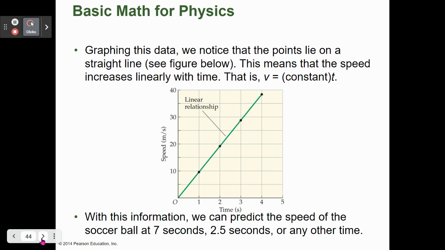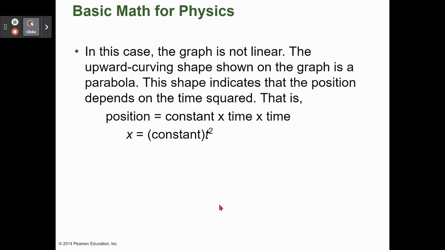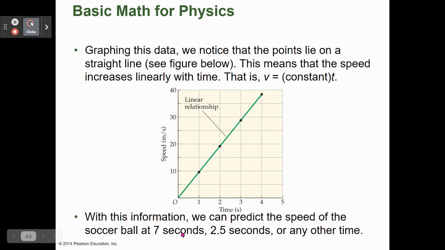Okay, so if you look at this graph, we are graphing velocity and time, okay, or speed and time. So the slope of that line is going to mean something. It's going to be a constant number. Okay? All right. Whoops, wait a minute. So by looking at this, you can predict how fast is the ball going to go in 7 seconds.